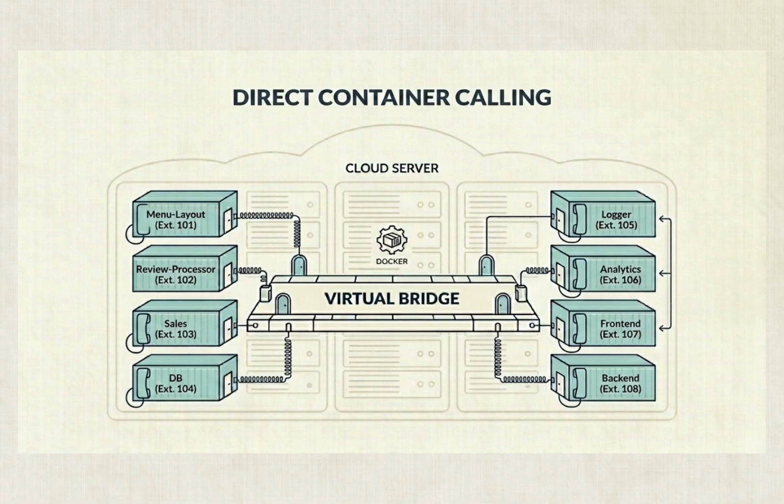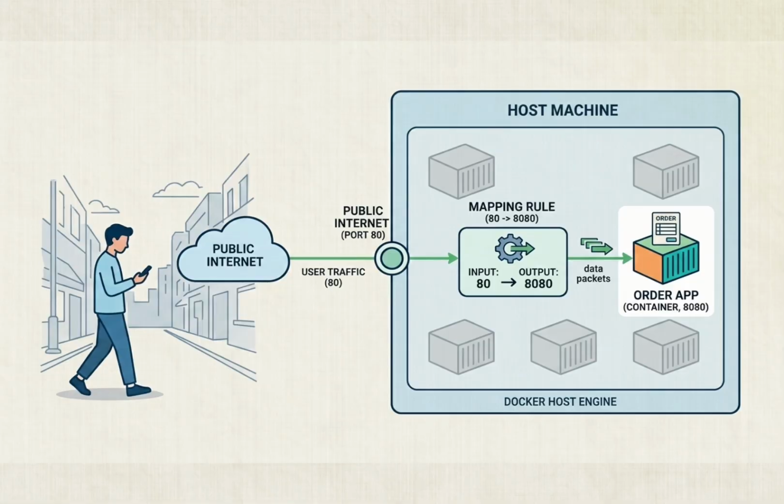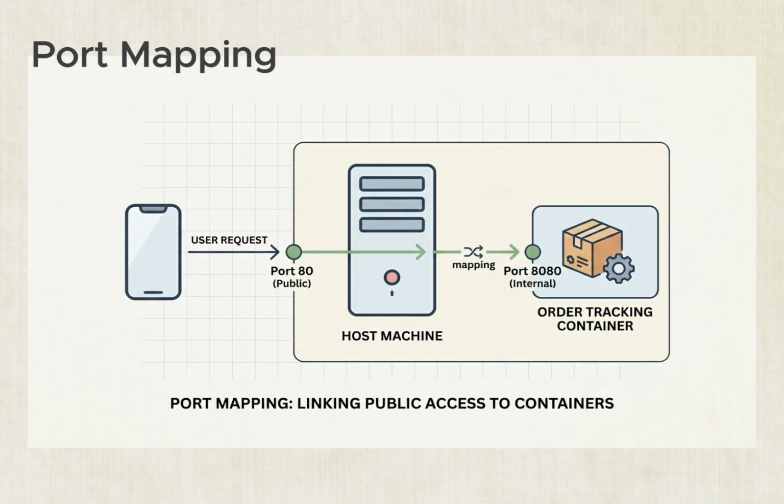To allow real user phones walking on the outside street to access a specific containerized application, we use port mapping. We tell the host machine, when a public call comes into your main line on port 80, automatically forward that request down the internal bridge line to the order tracking container living on extension port 8080. This cleanly links outside customer traffic directly to the exact microservice it needs.